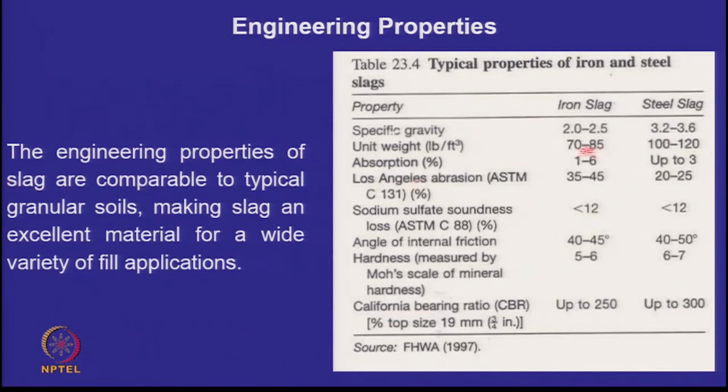if you look at the engineering properties, 2 to 2.5, 3.2 to 3.6 specific gravity, unit weight is in pounds per foot, let's forget about it, but absorption is there, abrasion values, sulfate soundness test, angle of internal friction. Just look at the angle of internal friction. What we call angle of shearing resistance is pretty high. Mohs scale of hardness, California bearing ratio. So it has been used in embankments in the developed countries as a replacement for soil.